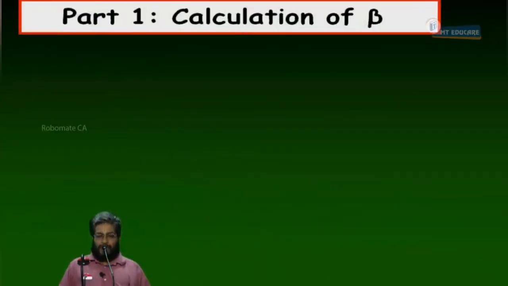First part is Part 1, calculation of beta. We have 4 parts. We are going to answer one by one. Let us quickly do it. Part 1: calculation of beta.